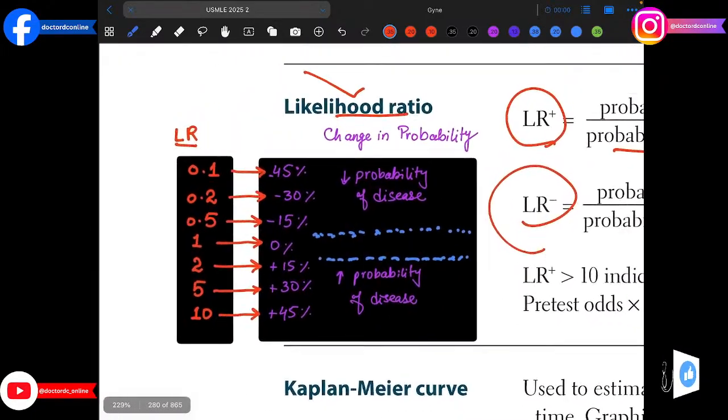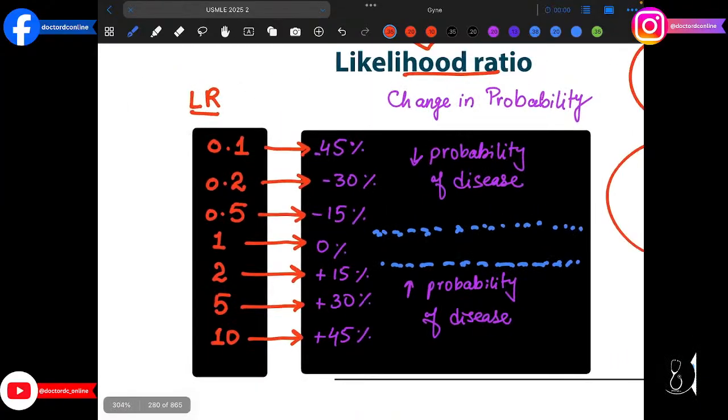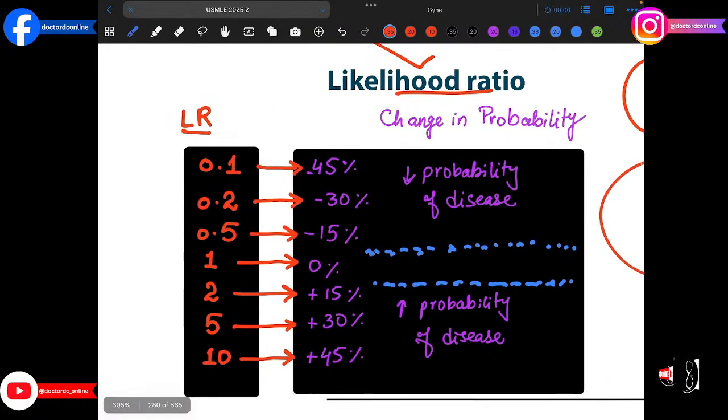Now, if the likelihood ratio is greater than 1, this increases the likelihood that the disease in question is present, while if the likelihood ratio is less than 1, this decreases the likelihood that the disease in question is present. And this can be divided out into a table as follows. Here you can see that with a likelihood ratio of 1, there's no change in disease probability, but as the number increases or decreases from 1, you can see that the probability of disease changes.